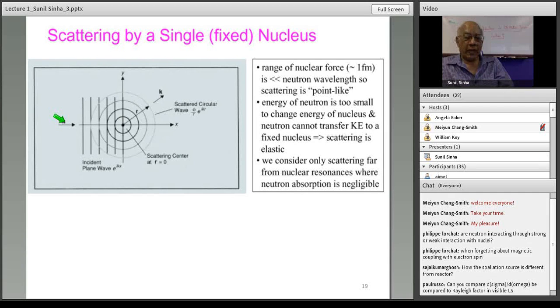And so this is an elastic process, and this is the form of the spherical wavelet that comes out from the nucleus. And the constant b, which represents the amplitude of this scattered wave, is actually called the scattering length of that particular nucleus, and is characteristic of the neutron-nucleus interaction for that particular kind of nucleus. All the nuclear interactions have gone into that one number that is measurable and important in discussing neutron scattering experiments for condensed matter.